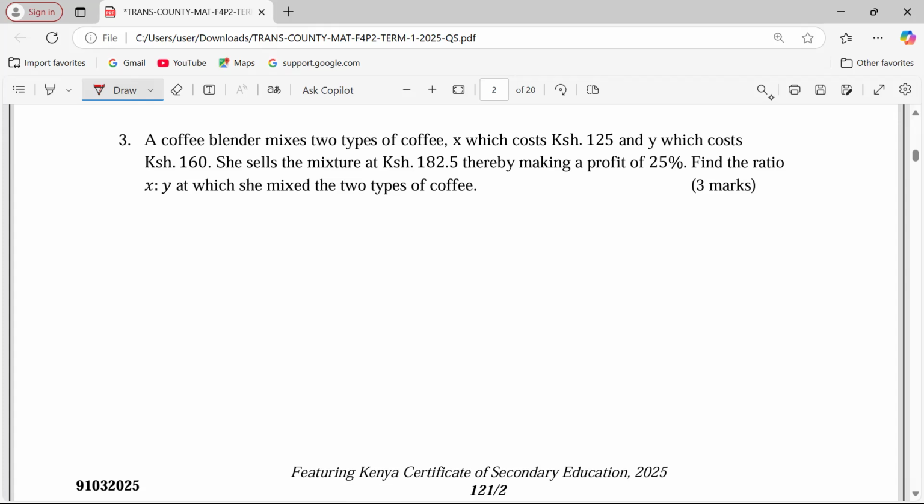So we're going to tell ourselves that 125% is equal to 182.50. What about 100%, which will be now the cost price, because 182.5 is the price including the profit. So this shall be 182.50 multiplied by 100 out of 125. This is going to give us 146.